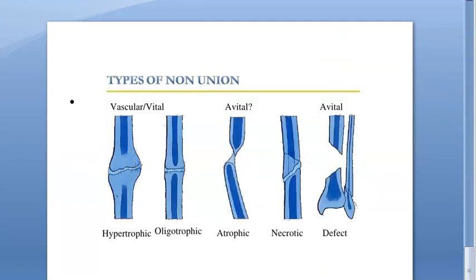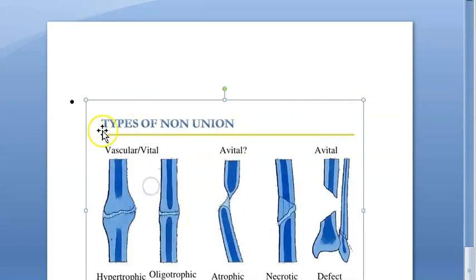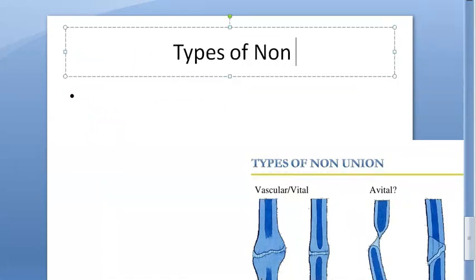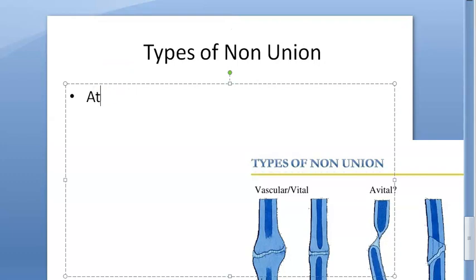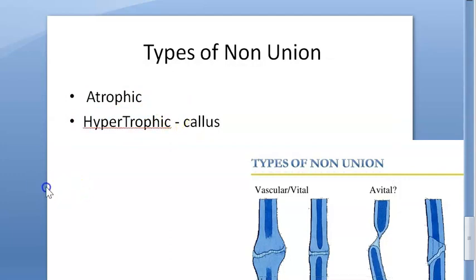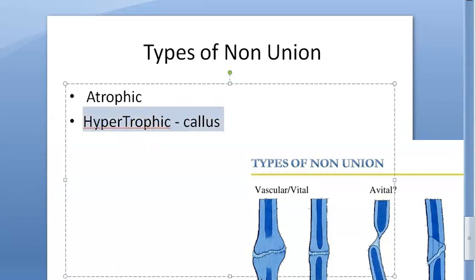Now we have to look at the types of non-union. So you have main two types only they are telling. Atrophic. So we'll go with what the textbook says. Types of non-union. You have atrophic, where there's minimal or no attempt at callus formation. Hypertrophic, where there's a lot of callus formation. Which one do you like? I like hypertrophic. It's making so much callus, right? There is callus, but it doesn't bridge the fracture site. Obviously, probably because they didn't even reduce it.